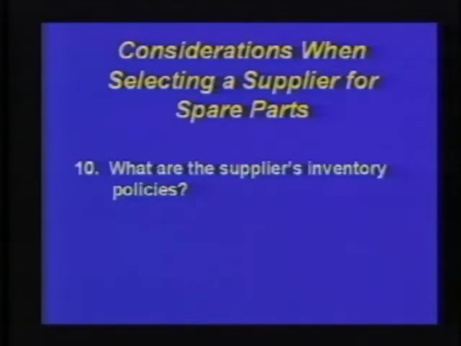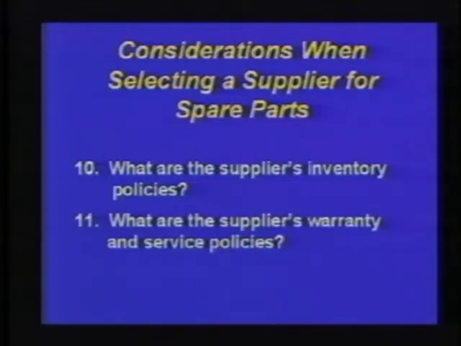Item number 10 is what are the supplier's inventory policies, and you definitely want to know that so that you could establish at some point in time the supplier stocking programs. And item 11 is the supplier's warranty and service policies. Included in their service policies could also be their repair policies and the lead time of repair.